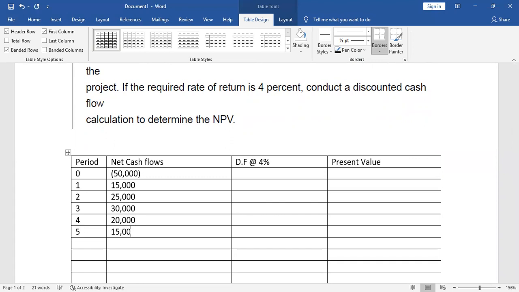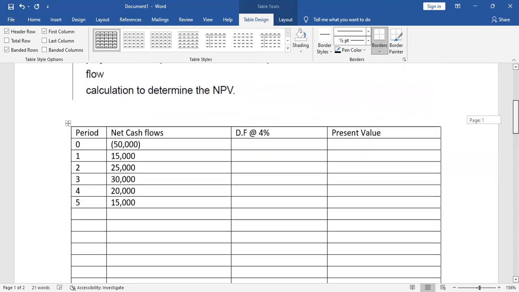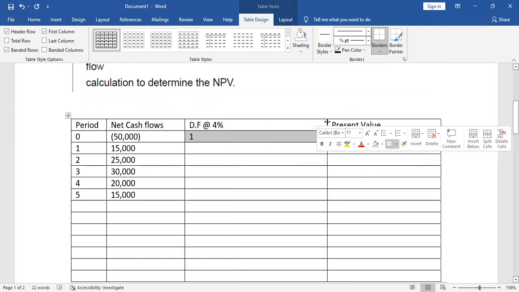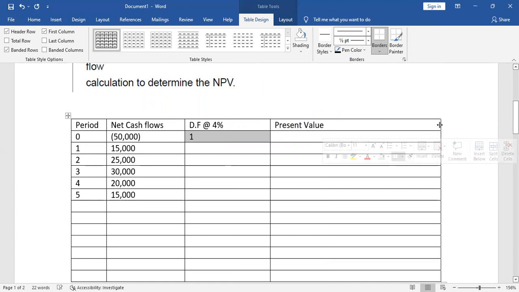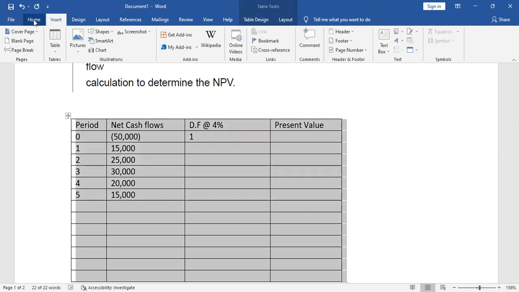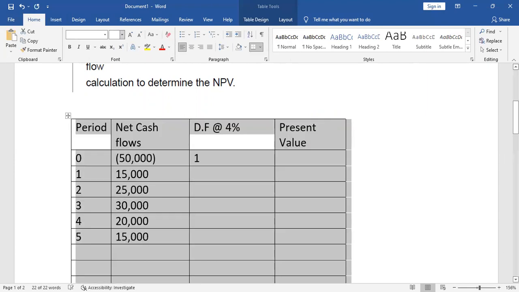After doing this, I want you to understand that the discount factor for year 0 doesn't matter what the percentage is here. The discount factor for year 0 will always be 1.